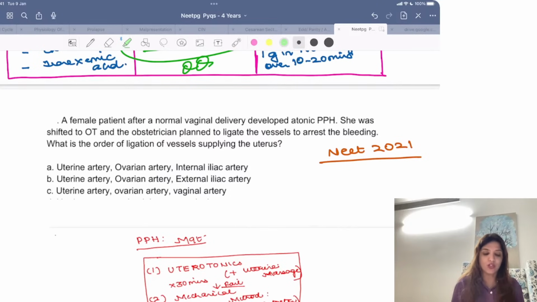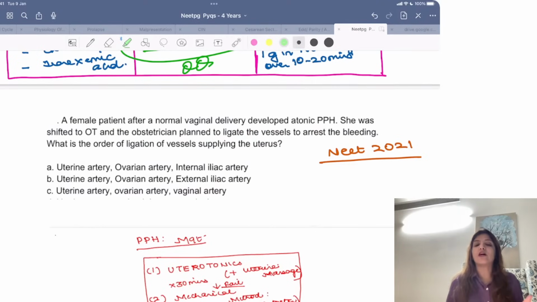A female patient after normal vaginal delivery developed atonic PPH. She was shifted to OT and the obstetrician planned to ligate the vessels to arrest bleeding. What is the order of ligation of vessels? And I'm sure you all know this question. So all those arteries which supply the uterus, you are going to ligate them. First, you are going to ligate uterine artery. Then you are going to ligate the anastomotic branch of ovarian artery. And still if bleeding continues, then you have to go ahead with ligation of the internal iliac artery.